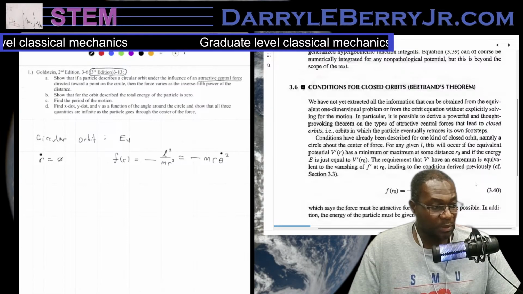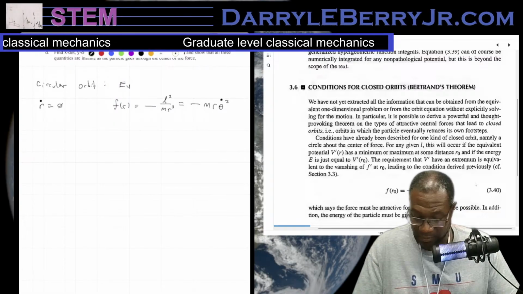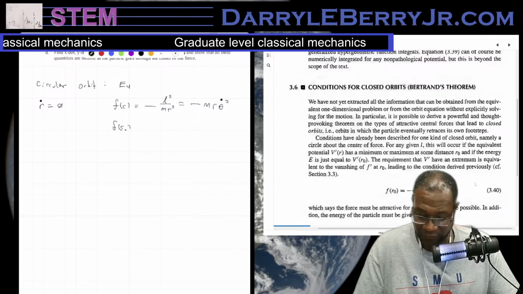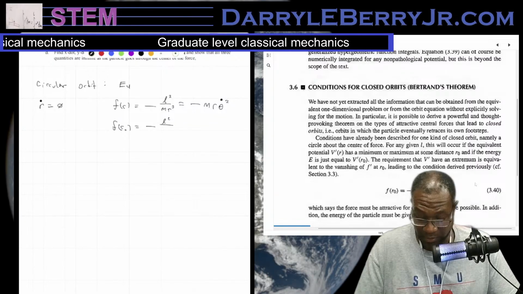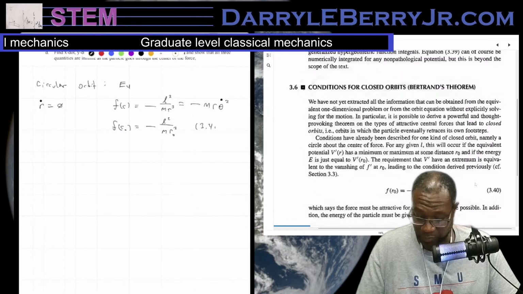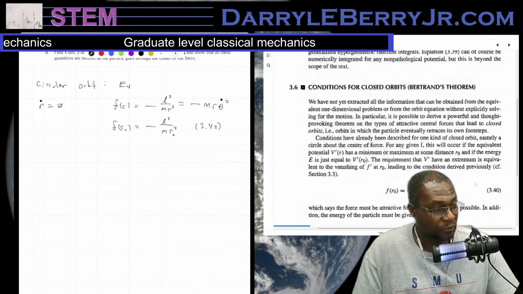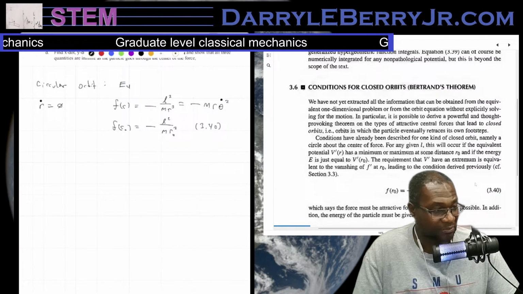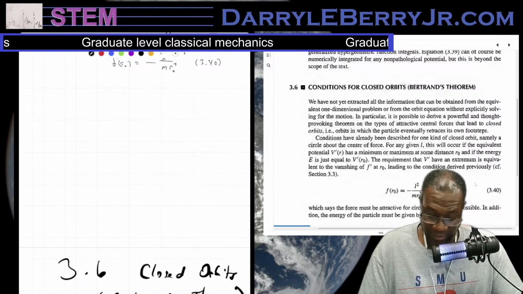For any given L, this will occur. And notice, by the way, that the F(R naught) that they give here is the same one that we got earlier: minus L squared over m R naught cubed, which is equation 3.40. For any given L, this will occur if the equivalent potential V prime(R) has a minimum or maximum at some distance R naught, and its energy E is just equal to V prime(R naught). Okay, so any L.